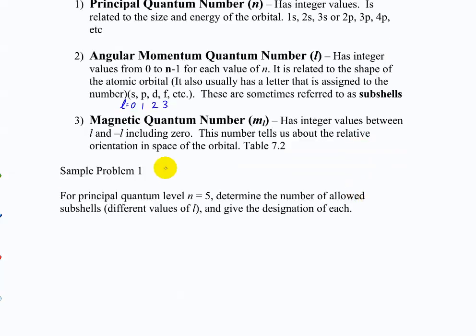All right? And then the magnetic quantum numbers go from L to -L. So if L equals 1, that is a p orbital, ML can either be -1, 0, or 1. This tells you that there are 3 different p orbitals that are oriented in space in different ways.